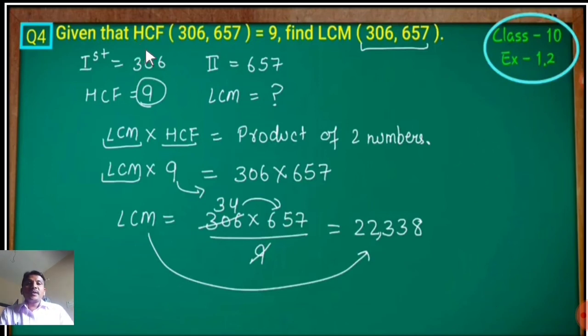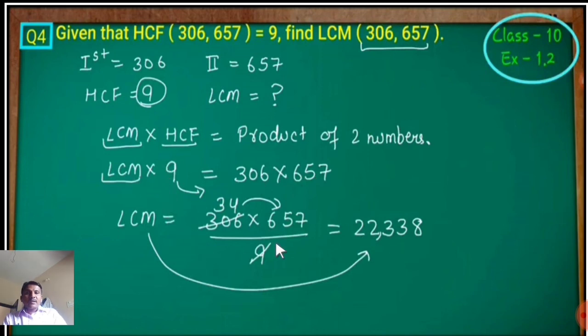Given that HCF of 306 and 657 is equal to 9, find the LCM of 306 and 657. First number is 306, second number is 657. HCF is given, that is 9. HCF of these two numbers is 9. What is the LCM you have to find? We know the relation already. LCM into HCF is equal to the product of the two numbers. LCM is not given, so write it as it is. HCF is given, substitute here, that is equal to the two numbers 306 into 657. LCM you have to keep here only.